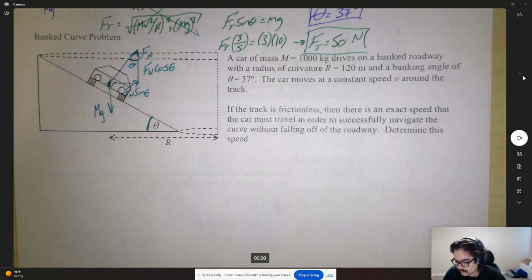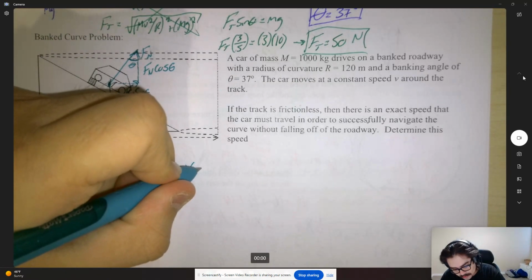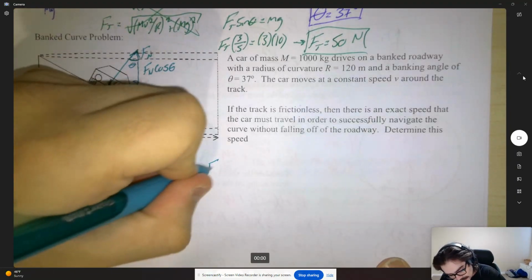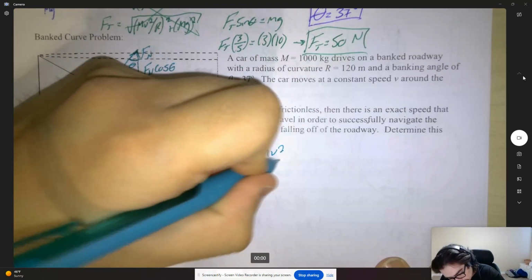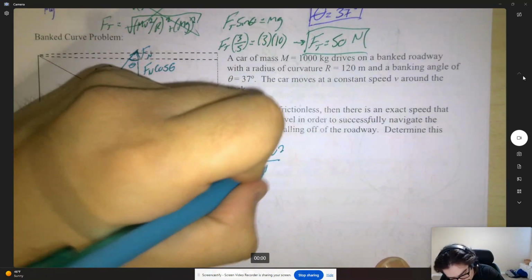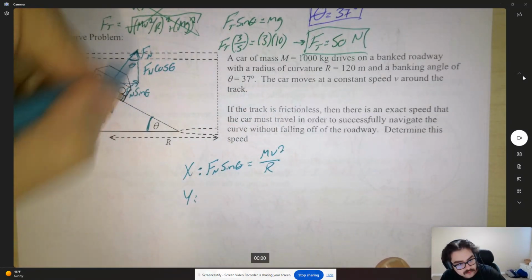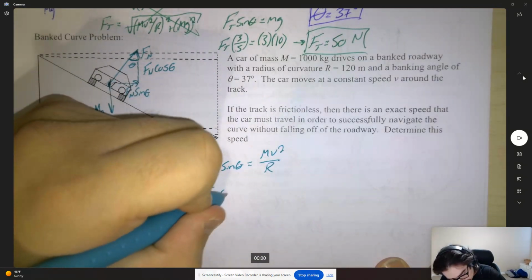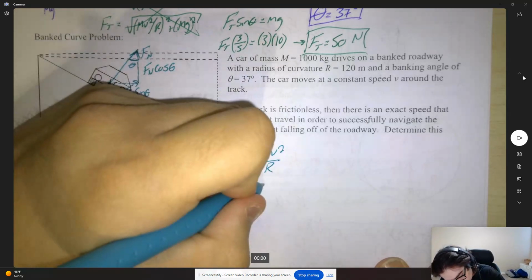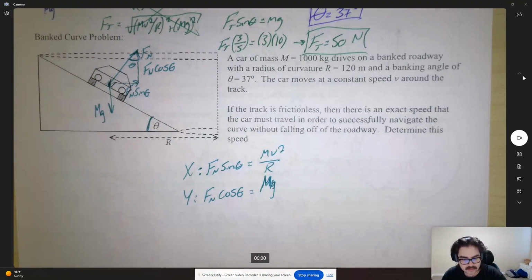So this is my x direction, this is my y direction. My x direction forces are Fn sine theta, which is equal to the centripetal force mv squared over r. Is r capital in this case? Yep. What about the y direction forces? The vertical needs to cancel out because it's not moving up or down, so Fn cosine theta needs to be equal to capital Mg.